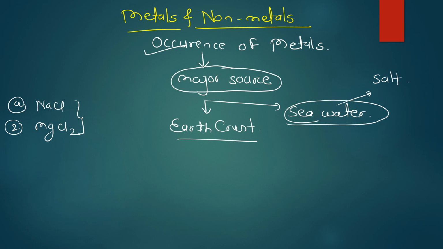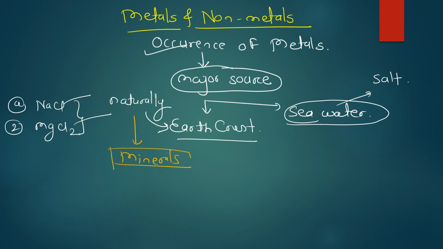Now, why are we talking about these two? When these two elements, or many other elements or compounds, are found naturally in the earth crust, that time they are said to be minerals. Okay, when these elements or compounds are naturally found in the earth crust, they are said to be minerals.